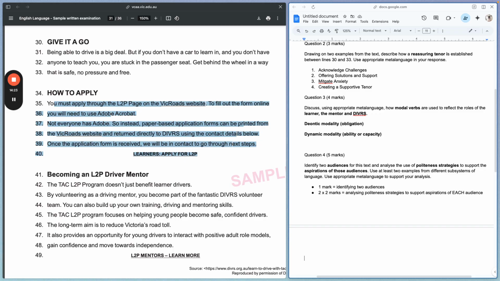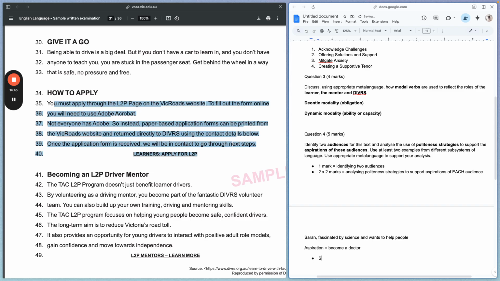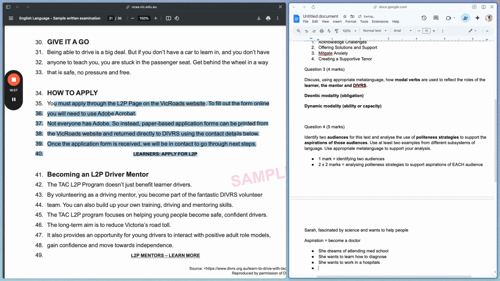So say, I don't know, imagine a guy called or a girl called Sarah, and she's fascinated by science and wants to help people, right? What's her aspiration? Her aspiration is going to be to become a doctor, right? So this means she dreams of attending med school. She wants to learn how to diagnose. She wants to work in a hospital. These are all aspirations that she has, right?